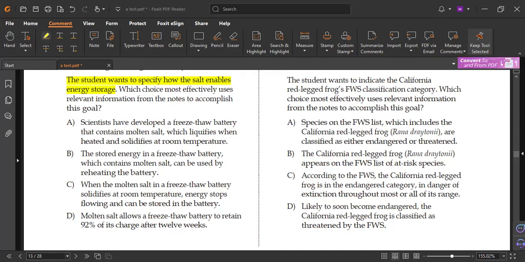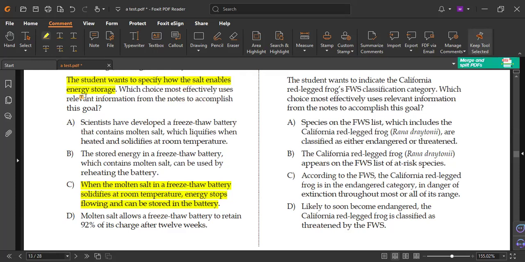Is it D? It can be D, but letter D focuses on how much charge the freeze salt battery retains. But the question says we need to know how the salt in the battery enables energy storage. So we always focus on what the question needs. How the salt enables it is in letter C. As I mentioned, when the molten salt in a freeze salt battery solidifies and becomes hard at room temperature, energy stops flowing, and if it stops flowing, it can be stored in the battery.